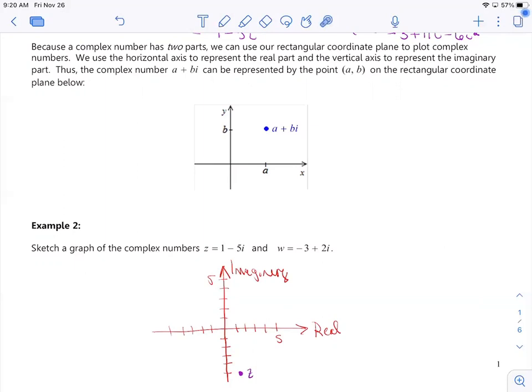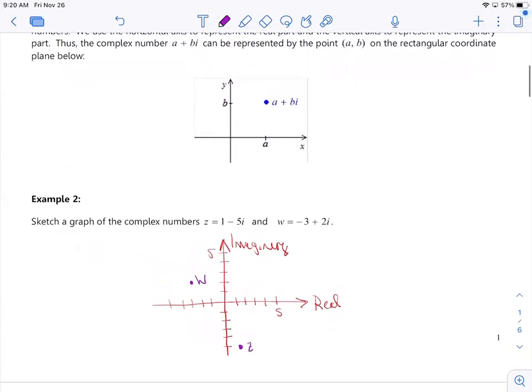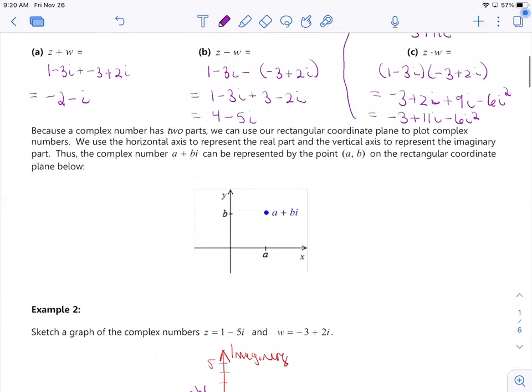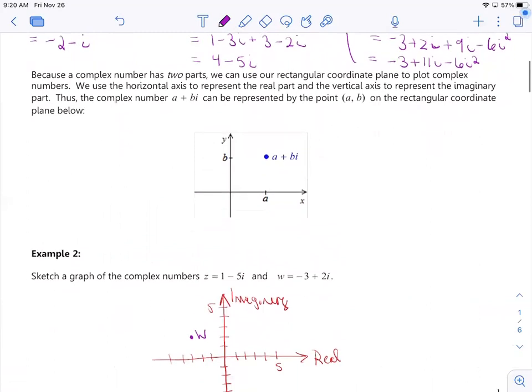And so for w, I'm going to go over 3 to the left because it's -3 on my real part, and then up 2. And that is your w. So that's where your complex number would live. Okay, so that takes care of just basic operations with complex numbers. So again, just exposing this to you, and then how to plot them.